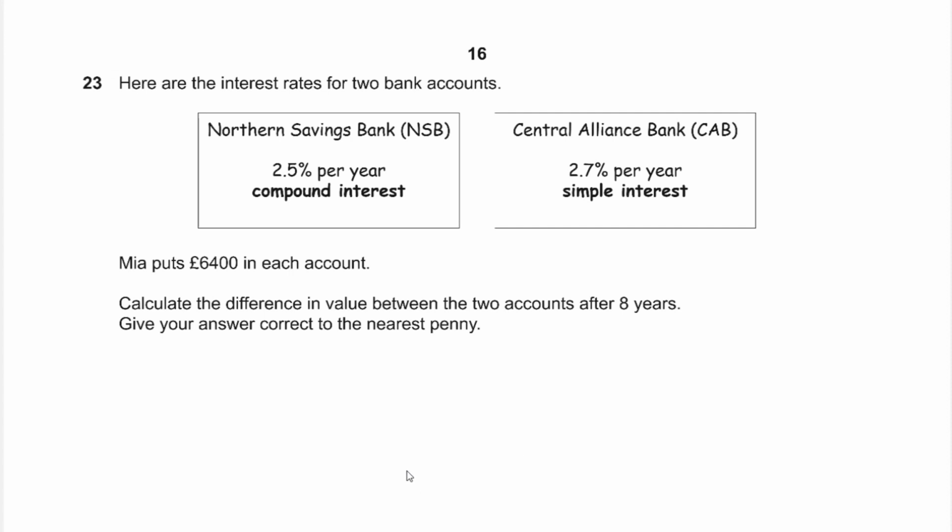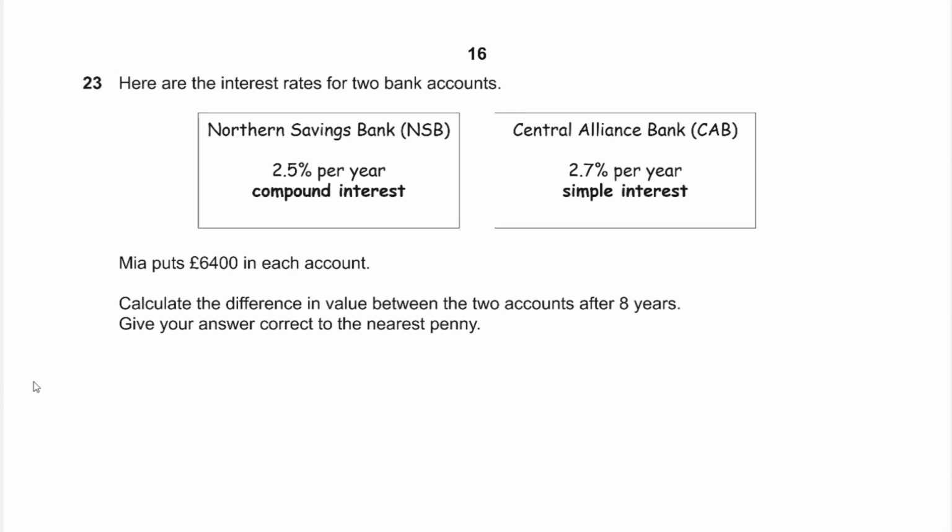Question number 23. Here are the interest rates for 2 bank accounts. Northern Saving Bank, 2.5% per year compound interest. Central Alliance Bank, 2.7% per year simple interest. Mia puts 6,400 in each account. Calculate the difference in value between the 2 accounts after 8 years. Give your answer correct to the nearest penny.